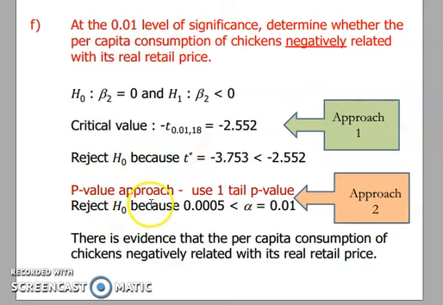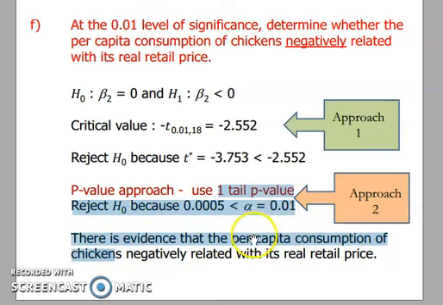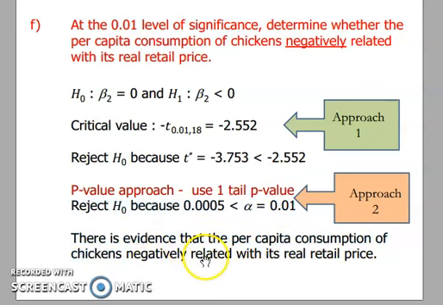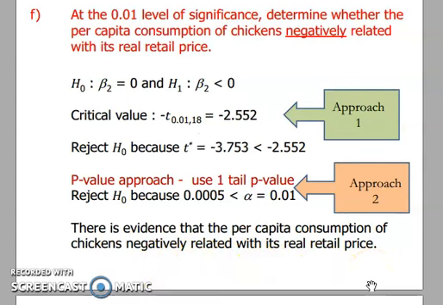So for the p-value approach, since we use a one-tail test, we need to get the p-value, and the p-value here is going to be 0.005, and this p-value is less than alpha level 0.01, so it means that we reject H null and say that either of these approaches tells us that there is evidence that the per capita consumption of chickens is negatively related to its real retail price.